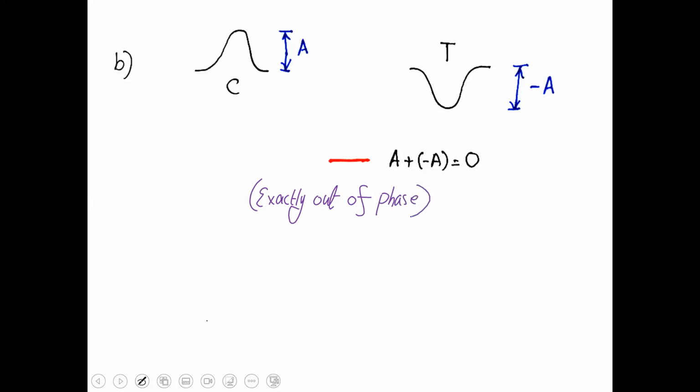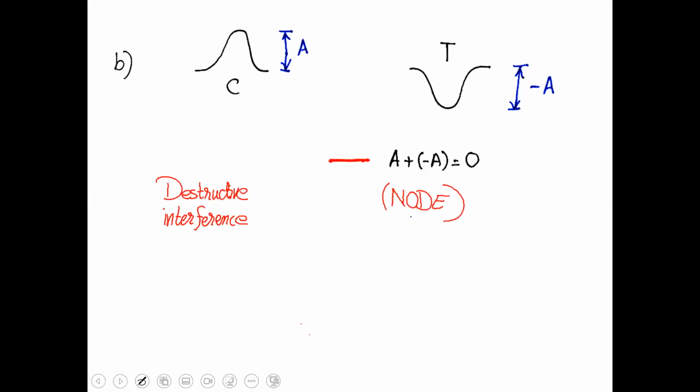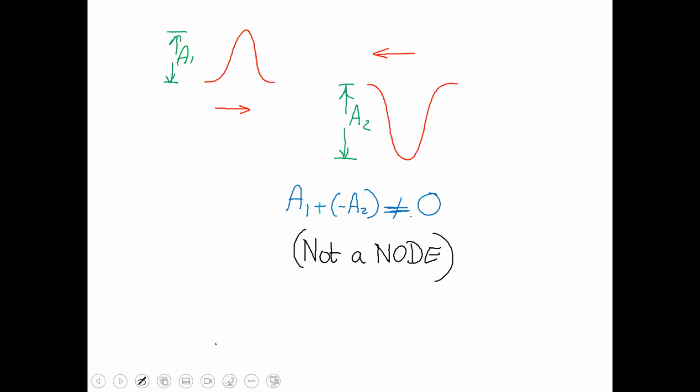Meeting exactly out of phase, so they are getting zero. Look, this is a node. Again, it is not necessary that it is always zero. One is a wave with A1, second is A2. This is not a node, but it is a destructive interference.